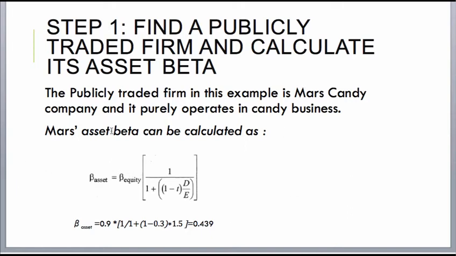As we said, the publicly traded firm in this example is Mars Candy, and it operates purely in the candy business. So we can use the formula we learned previously to calculate Mars' asset beta. The first step is to unlever it. So we apply the numbers. 0.9 is the equity beta of Mars, 30% is the tax rate of Mars, and 1.5 is Mars' D/E ratio. Applying all these numbers in this formula, we get the asset beta of 0.439.